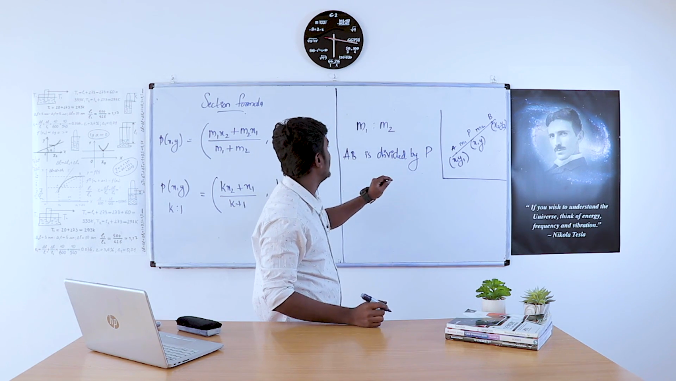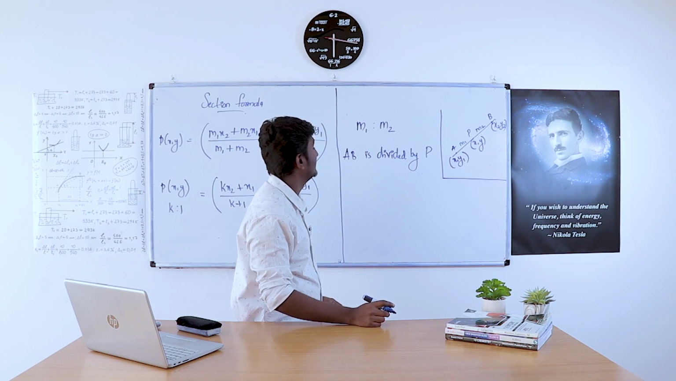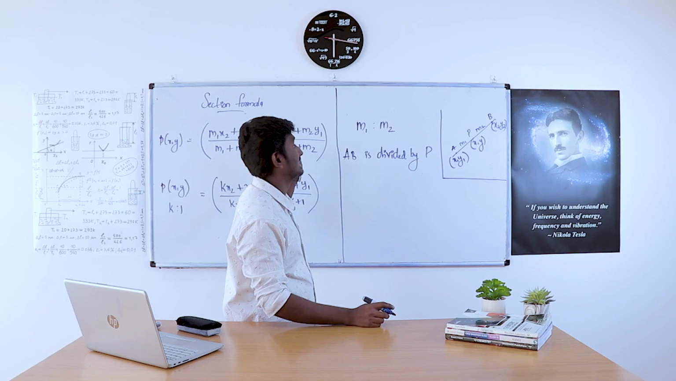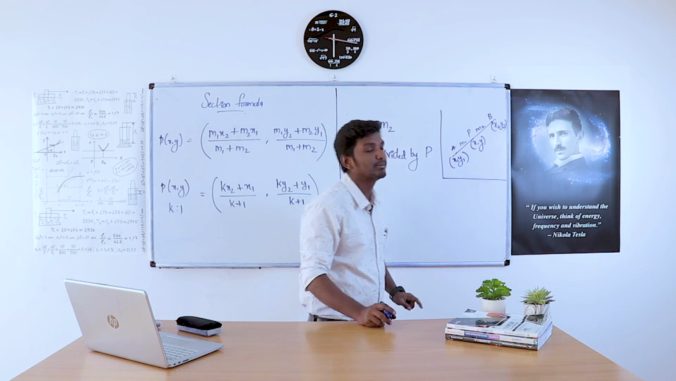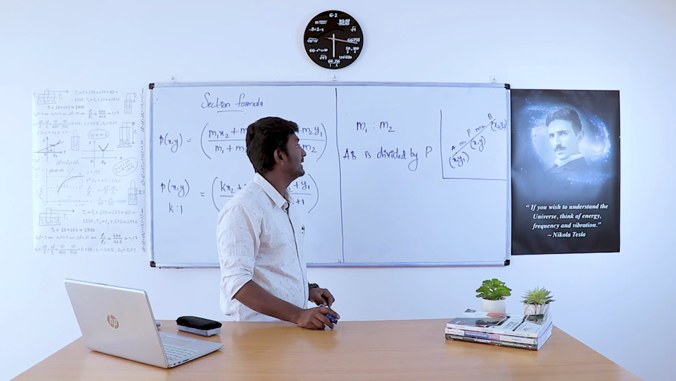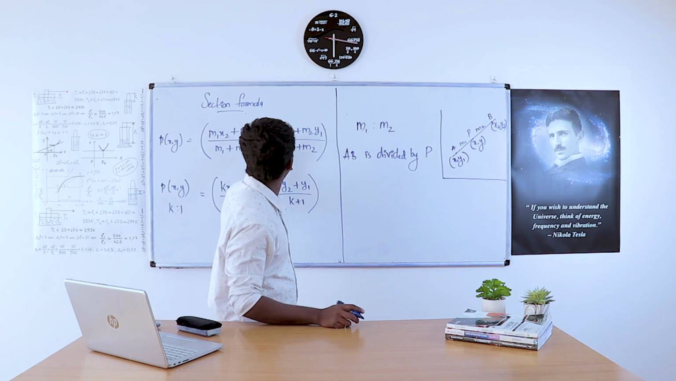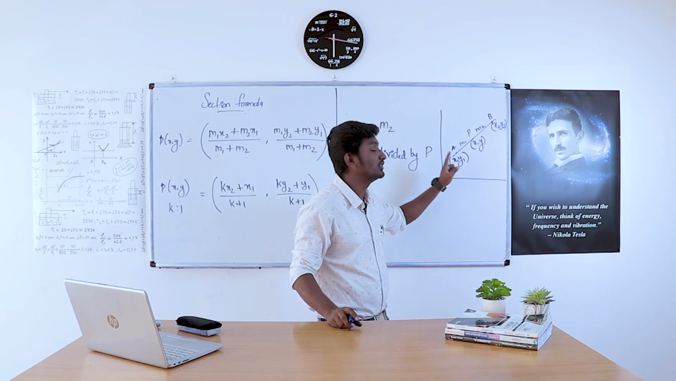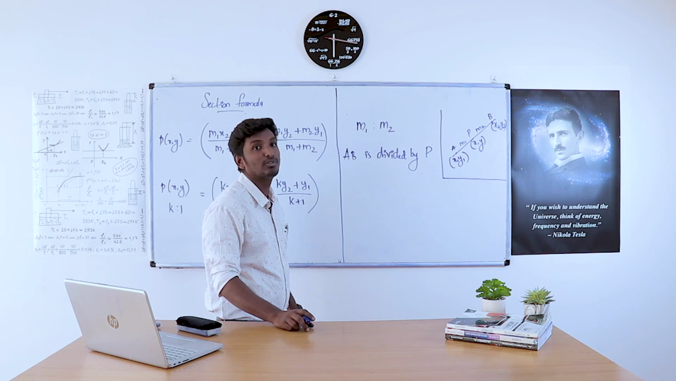So if AB is divided by a point P in the ratio M1 is to M2, then the section formula is used to find the coordinates of that point P. Section formula is used to find the coordinates of P.